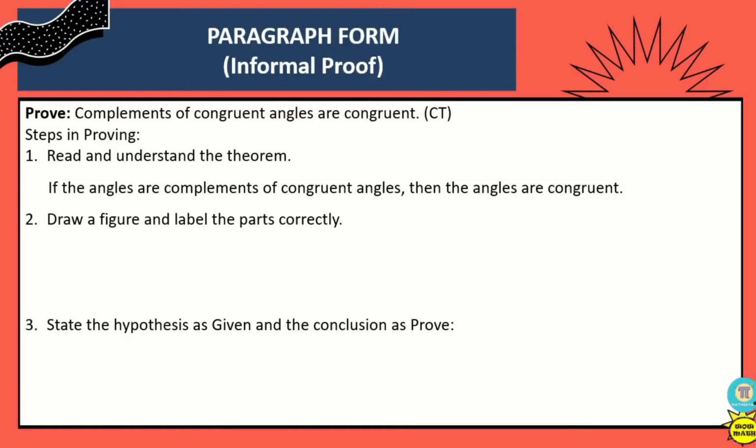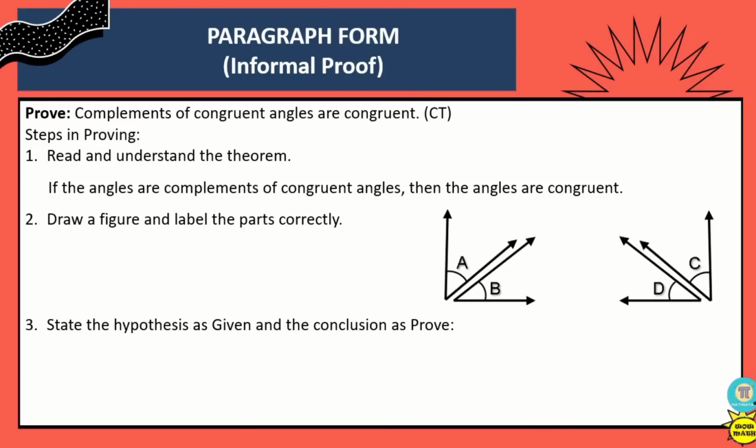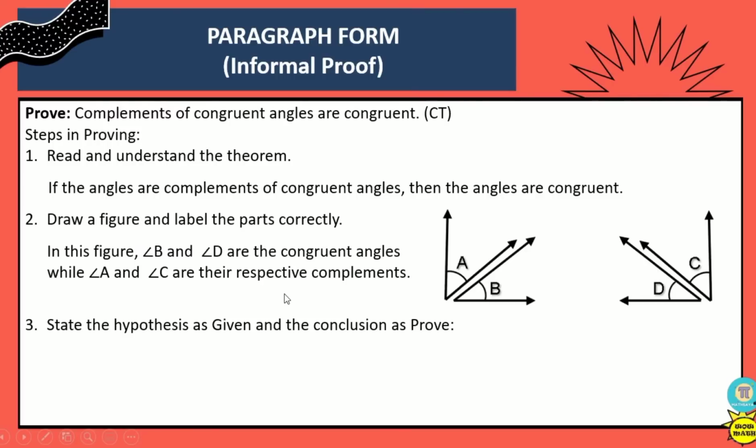So, next, draw the figure and label the parts correctly. So, given the theorem and then meron ka ng step 1 into if-then form, i-drawing mo siya, illustrate mo. Okay? So, complements of congruent angles are congruent. So, eto po, congruent ito. Okay? Congruent sila. Eto rin, congruent daw. So, eto po, ilagay na nga natin. Okay, in this figure, angle B and angle D are congruent angles. Okay? While angle A and angle C are their respective complements.